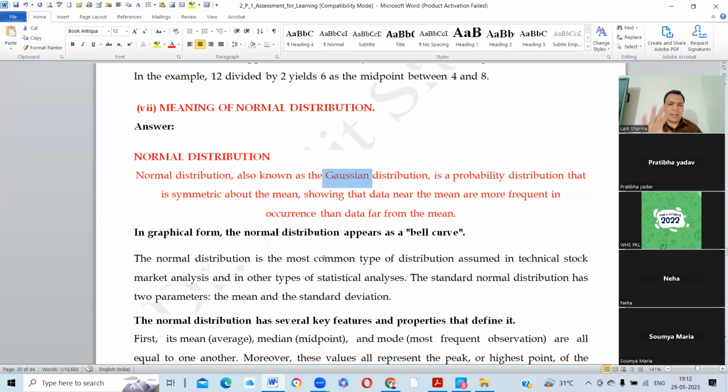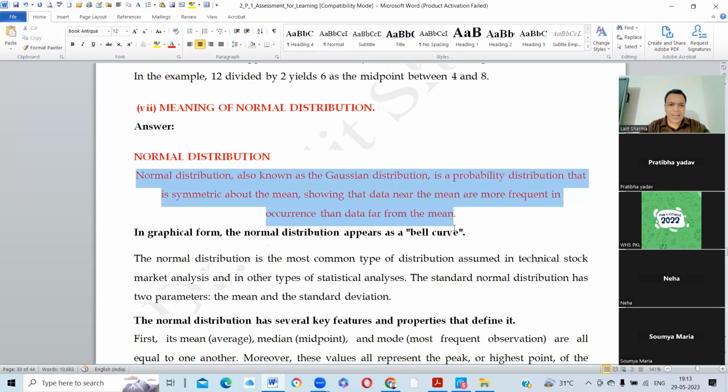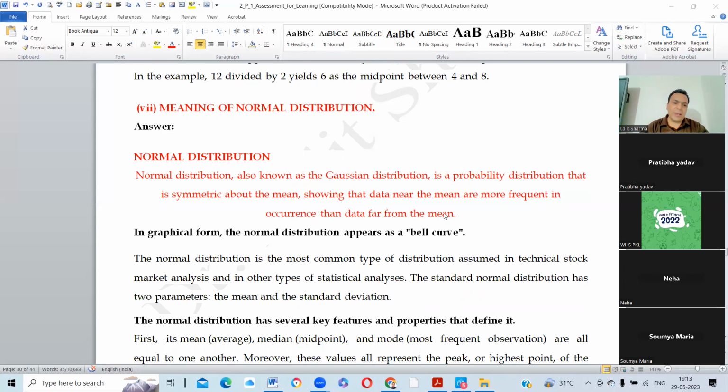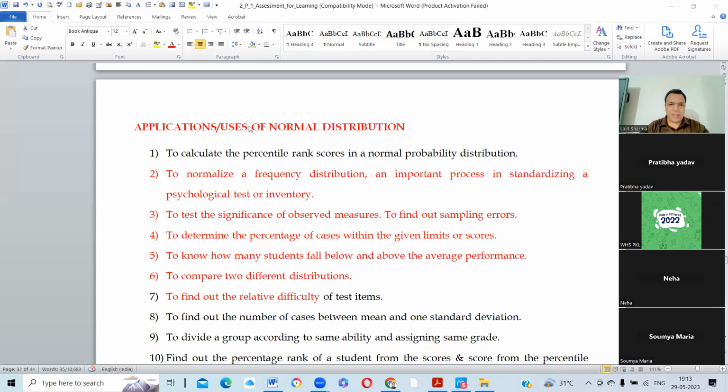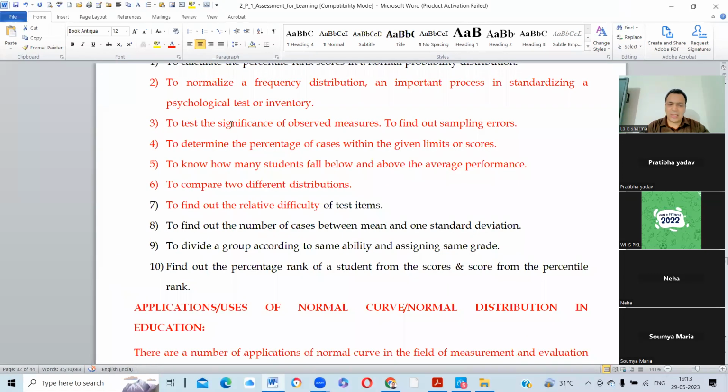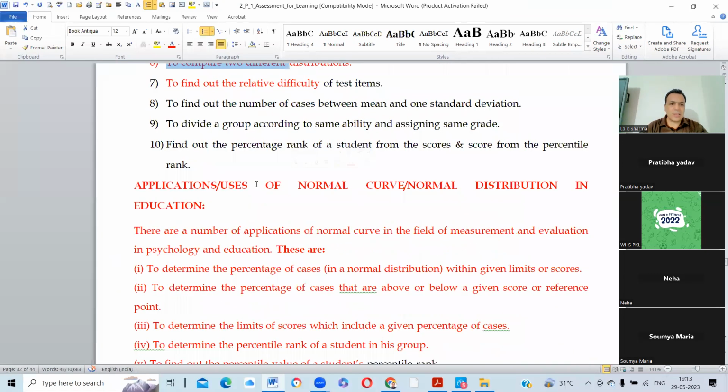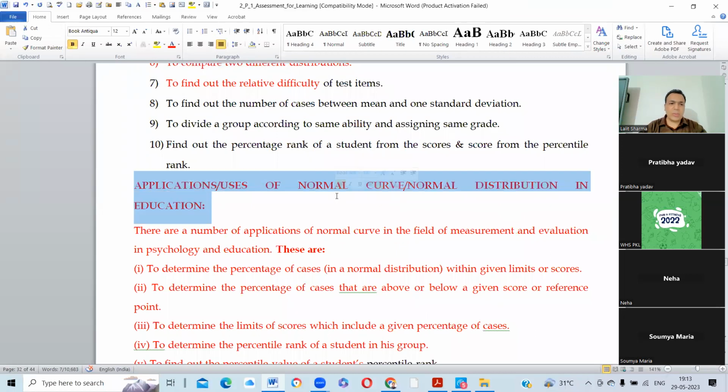He designed, he discovered, he talked about the normal distribution curve. So normal distribution, also known as a Gaussian distribution, is a probability distribution that is symmetric about the mean, showing that data near the mean are more frequent in occurrence than data far from the mean. So these are normal distributions, guys. You can learn that. What are the advantages of a normal distribution? You can see that because we have already discussed applications of a normal distribution in education.